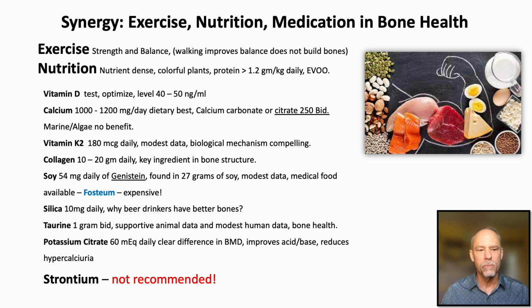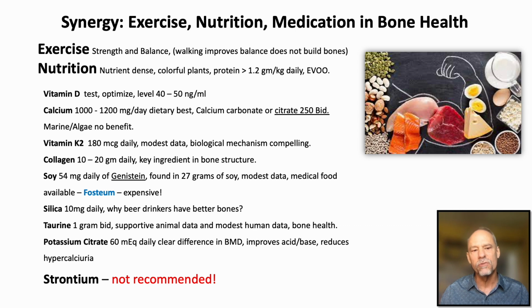These are the basic supplements. We'll talk about vitamin D, calcium, vitamin K2, collagen, soy, silica, taurine, and potassium. I'm not going to specifically talk about these in the next few slides because we don't have time for that. But silica, 10 milligrams a day, can help bone health, and it helps with hair too, by the way. There's data that silica is high in beer, and I'm not recommending beer for bone health, but in data from the Framingham study, people who had a little bit higher incidence of beer drinking actually had better bones.